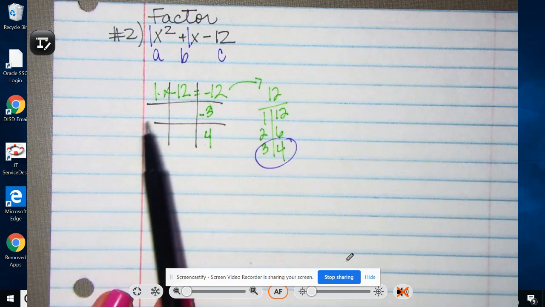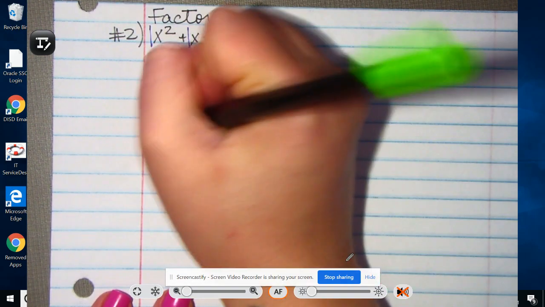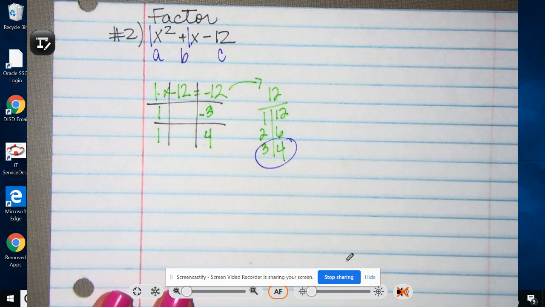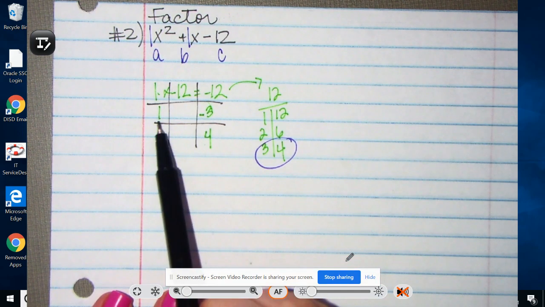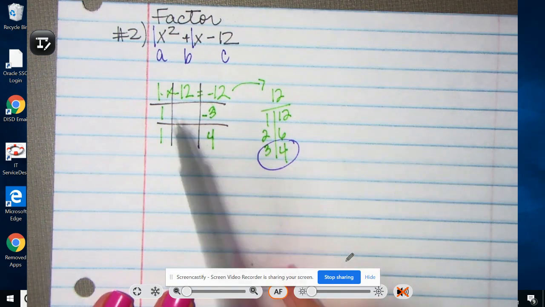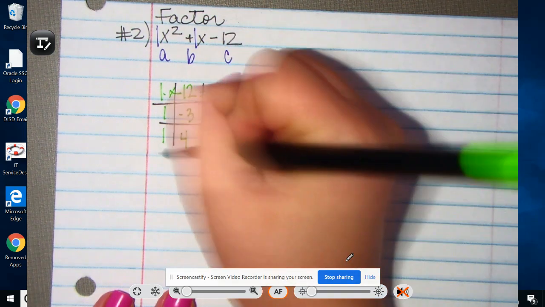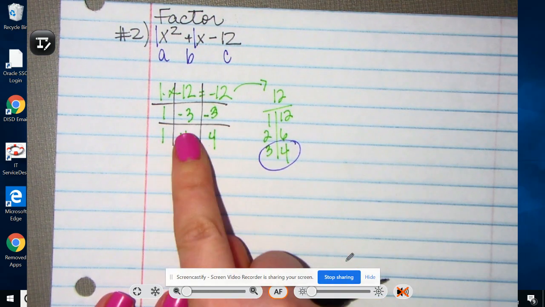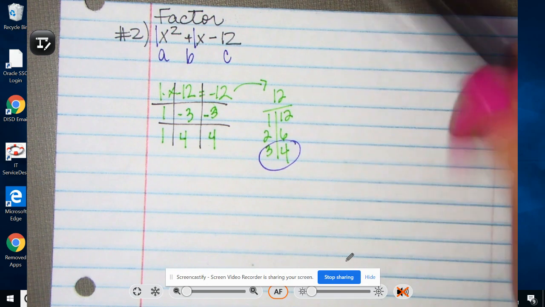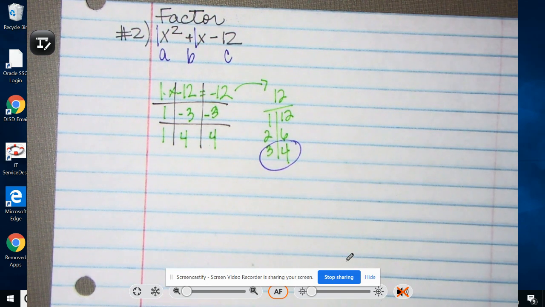So we'll go on to the left-hand side. We know that if this number is 1, our other two numbers have to be 1 because those are the only factors of 1. And then we know if this box is 1, everything multiplied times 1 is just itself. So we're going to have negative 3 and 4. 1 times 4 is 4. 1 times negative 3 is negative 3. And then going up, 4 times negative 3 is negative 12, and 1 times 1 is 1.